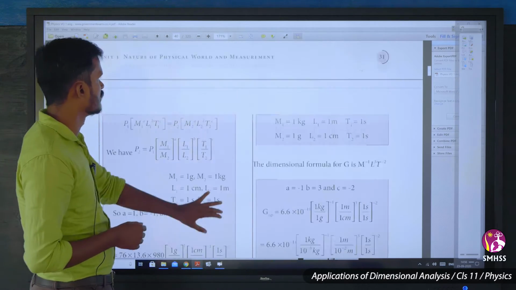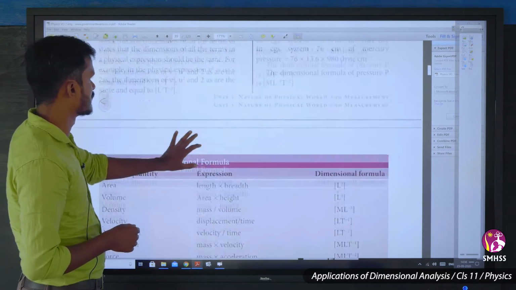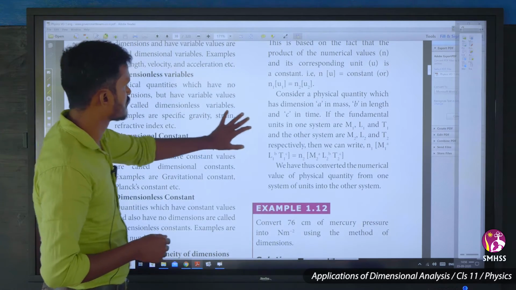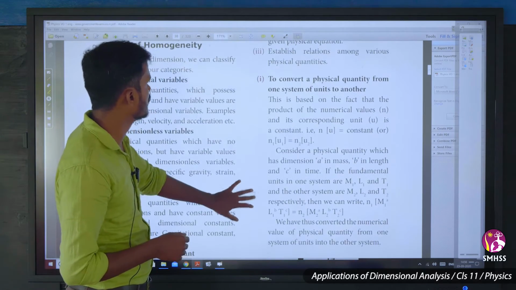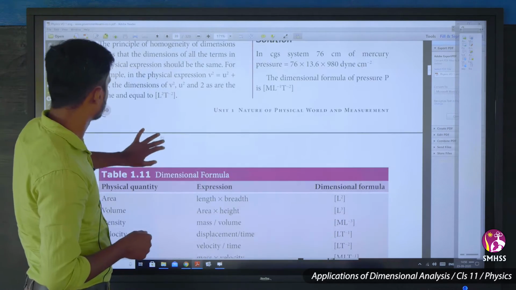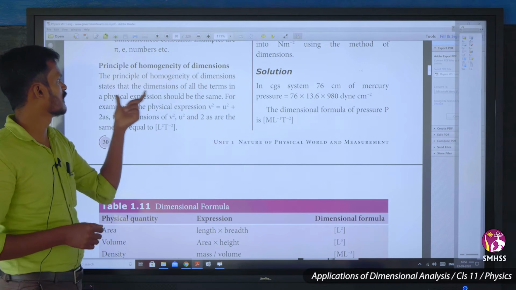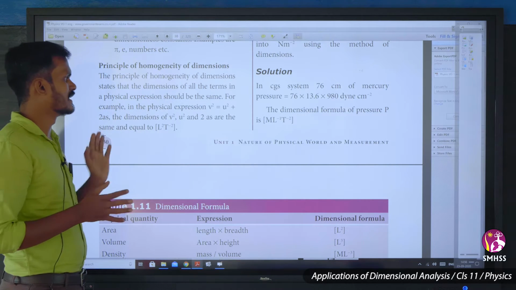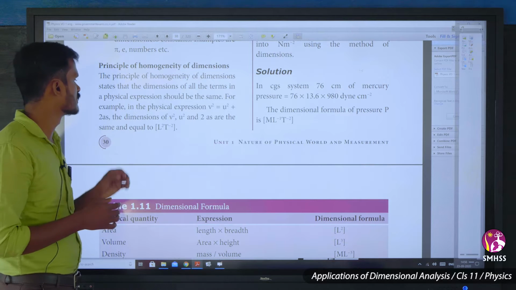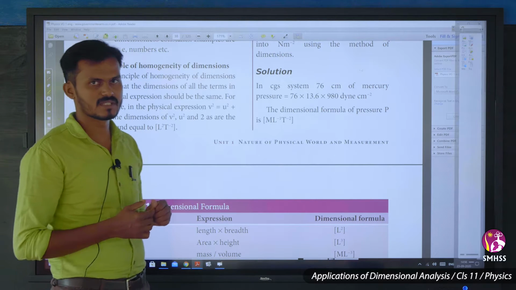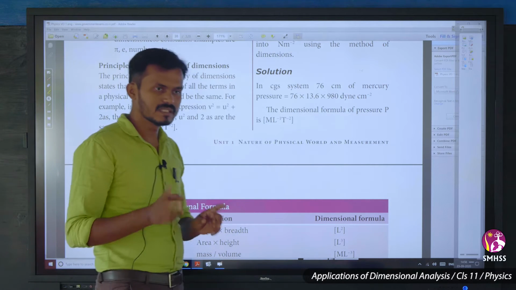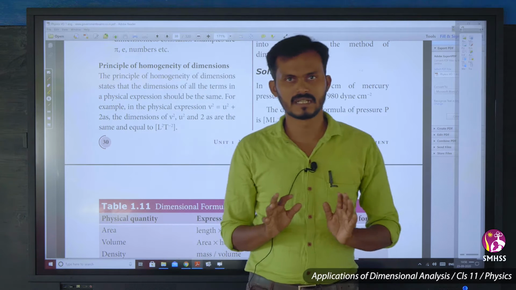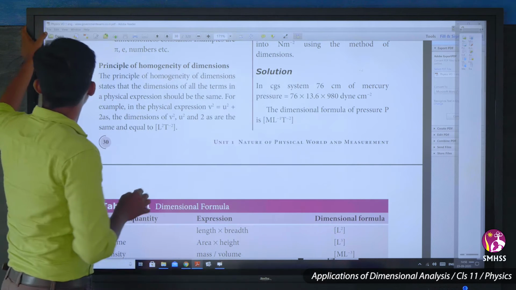Already we have discussed the law of homogeneity, what it says. The principle of homogeneity says that the dimensions of all the terms in a physical expression should be the same. That is called the homogeneity of dimensions. Here we are going to check whether those dimensions are correct. So, we will take an example.